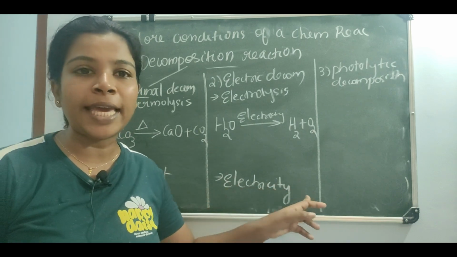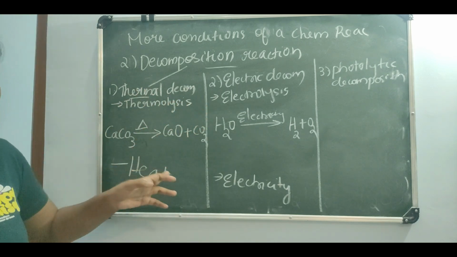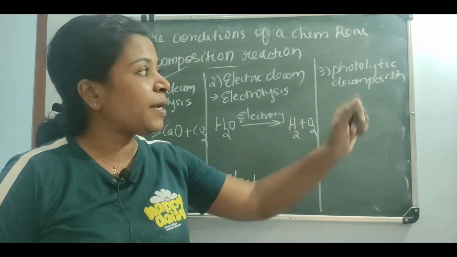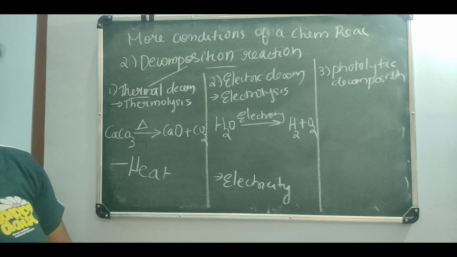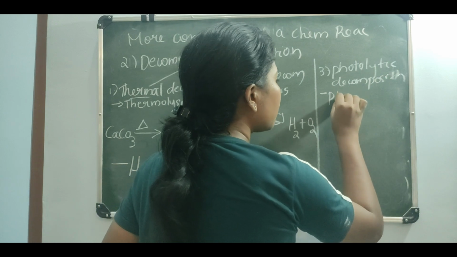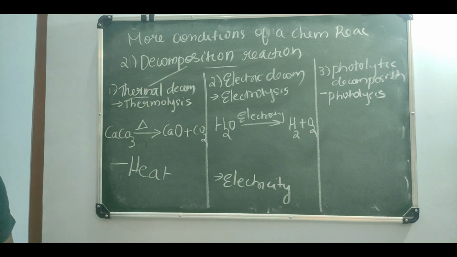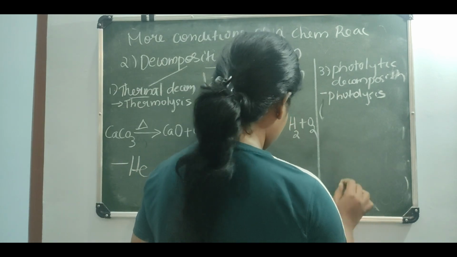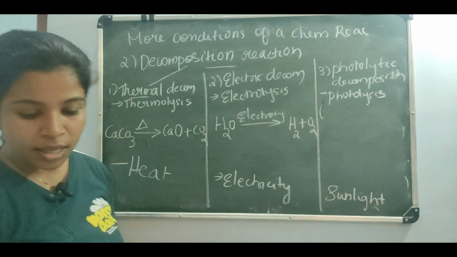The factor that is playing here is electricity. The factor playing in thermal decomposition is heat. So what will be the factor participating in photochemical decomposition? Photolytic or photochemical decomposition is also known as photolysis. What will be taking part here? It will be light from the sun. That is, sunlight is the factor.